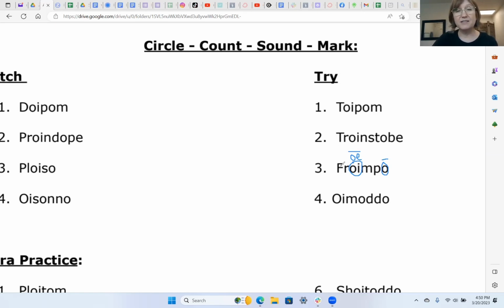So F is another voiceless sound, only air. It's not F, it's F. So when we pencil read this word, it's Oi, P, O. Froimpo. Froimpo.